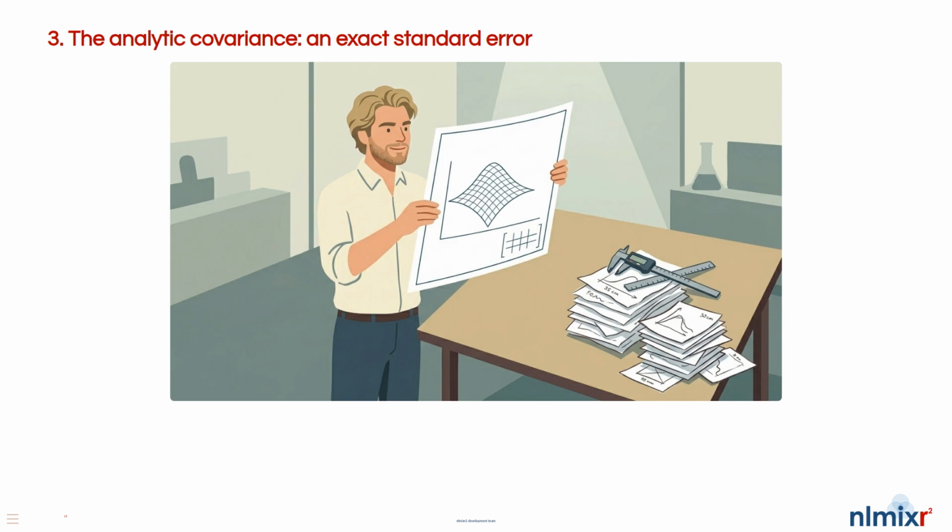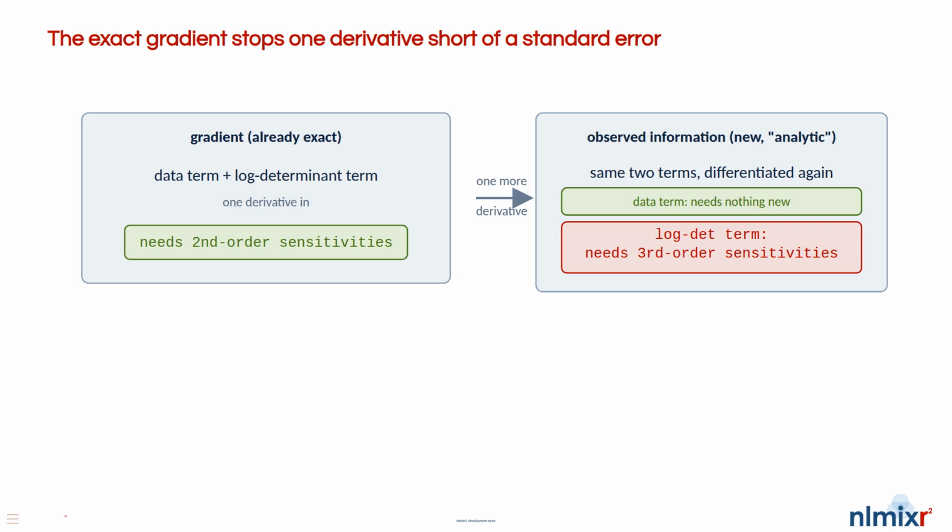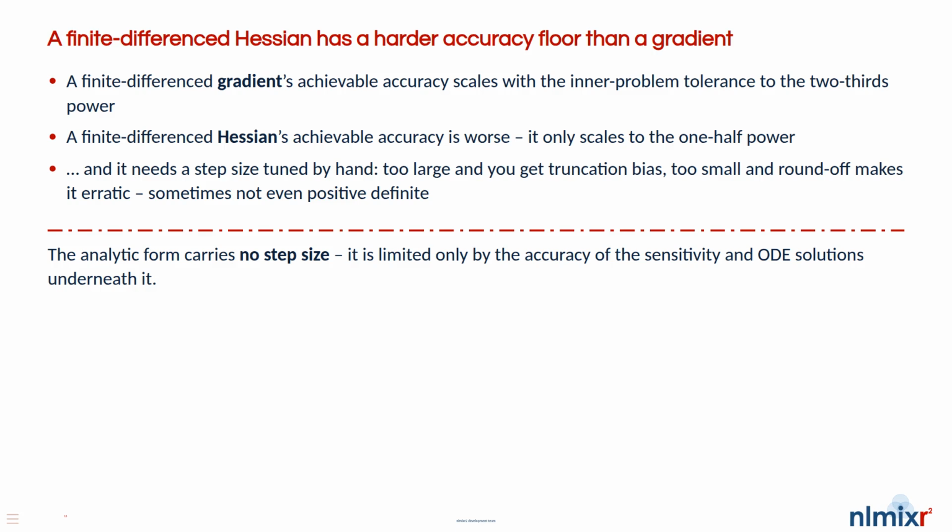The last piece is cov method equals analytic itself, and this one is based on Hidi's work. For the new analytic method, the population objective is a data term plus a log determinant penalty term. The gradient only needs second-order sensitivities. For more details, you can read the corresponding paper. The analytic gradient has no step size and no finite difference noise, so it is not erratic or biased. It is exact. It is only limited by the accuracy of the ODE systems themselves.